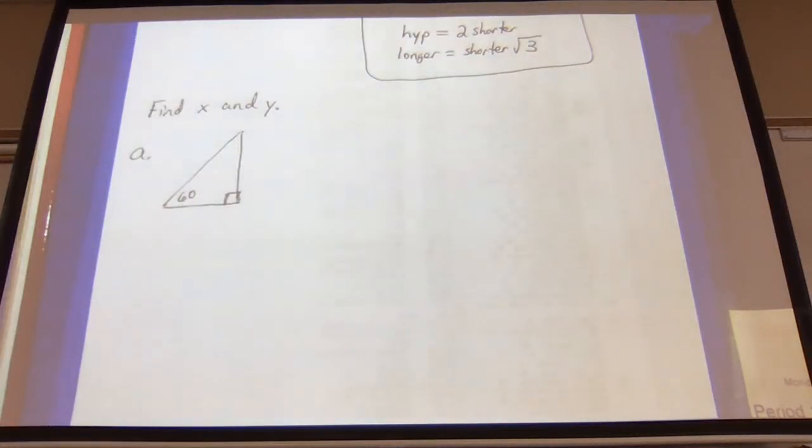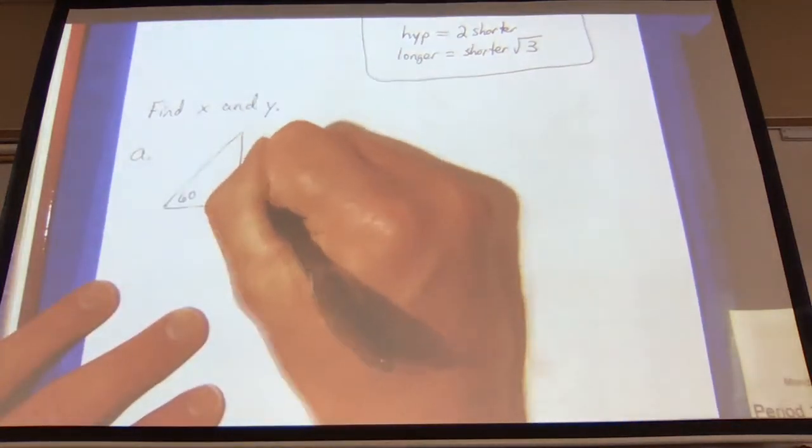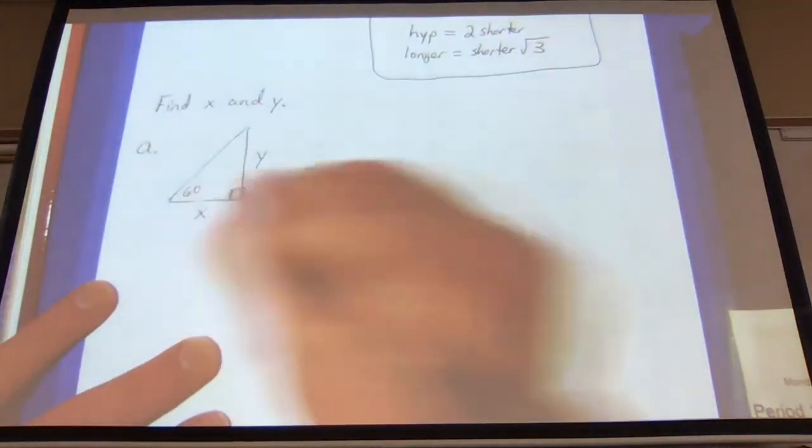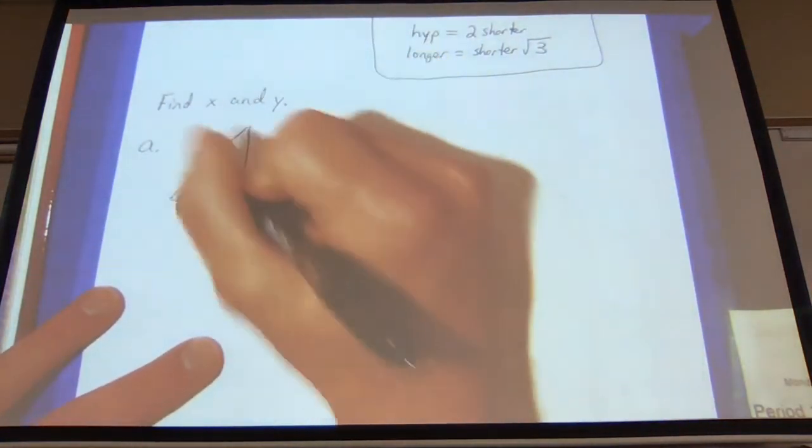And then they're going to tell you some parts on this one. Let's see, we're going to have a Y over here, we have an X down here, and we have a 10 for the hypotenuse.